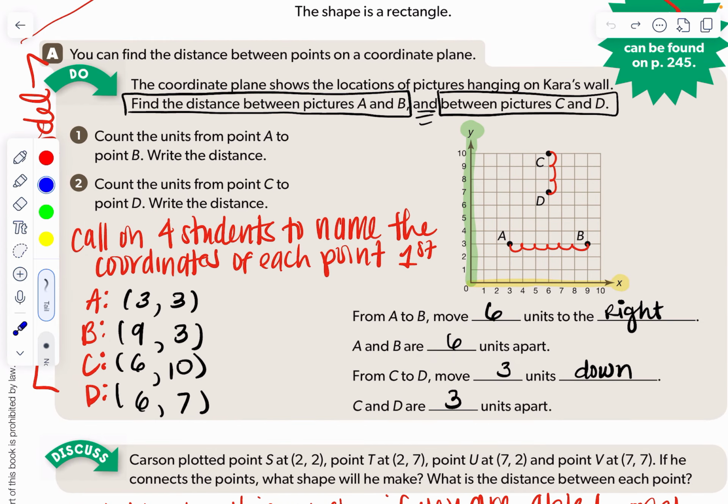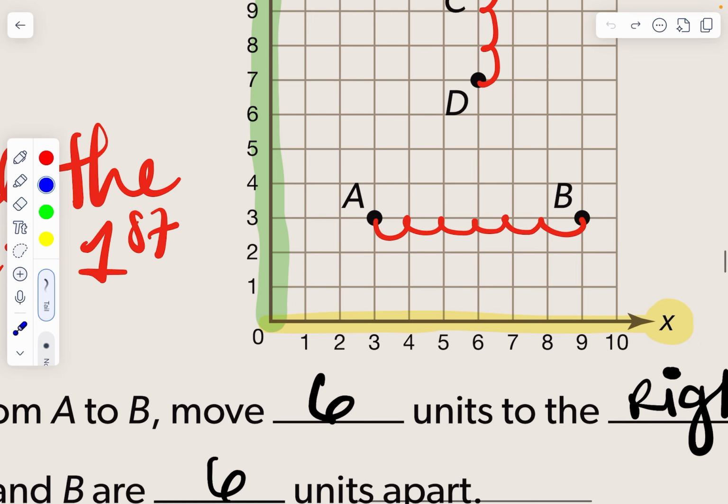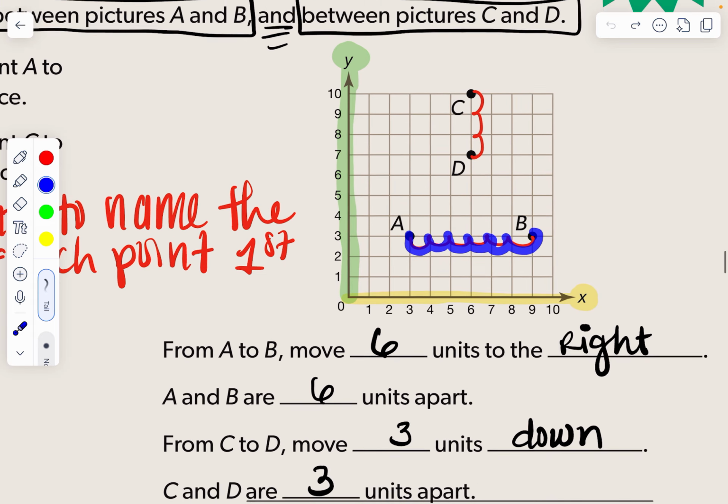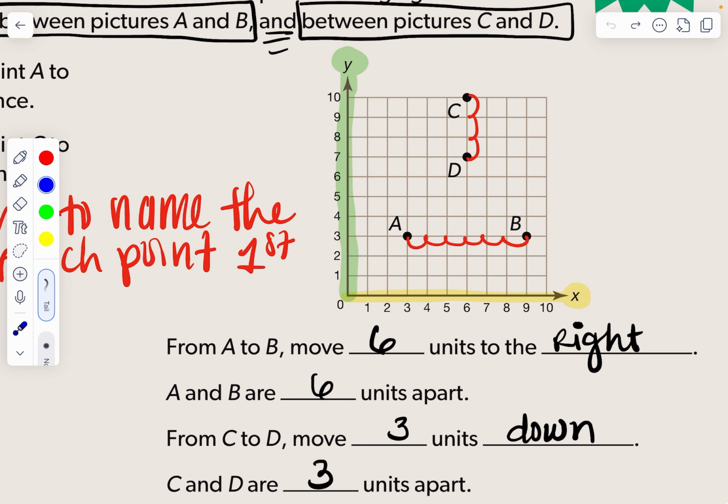So from A and B, we want to figure out the distance. So we want to be able to figure out how many jumps it takes us to get from, or how many units it takes to get from A to B. That's 1, 2, 3, 4, 5, 6. From A to B, you have to move 6 units to the right. So that means the distance from A to B is 6 units. They are 6 units apart.